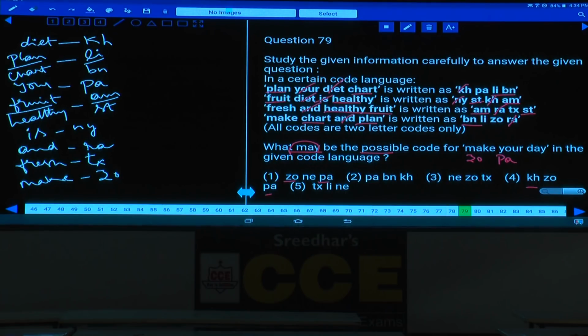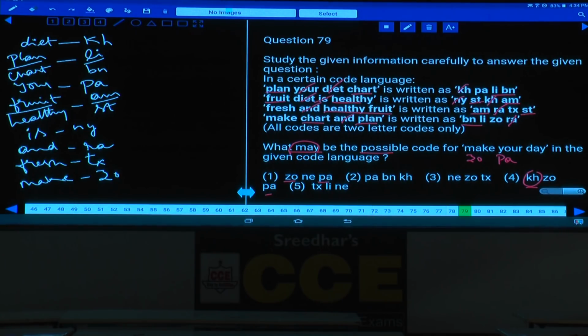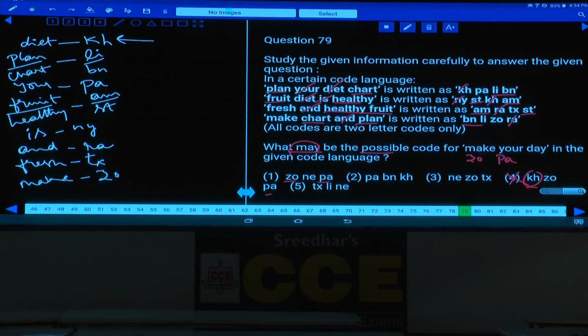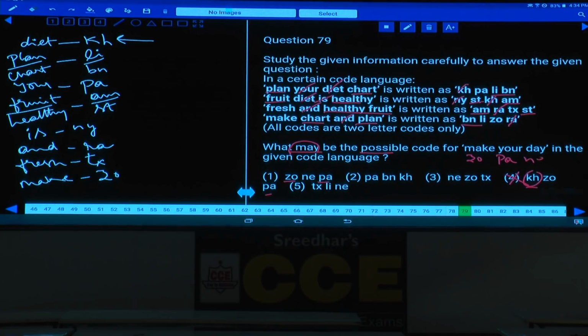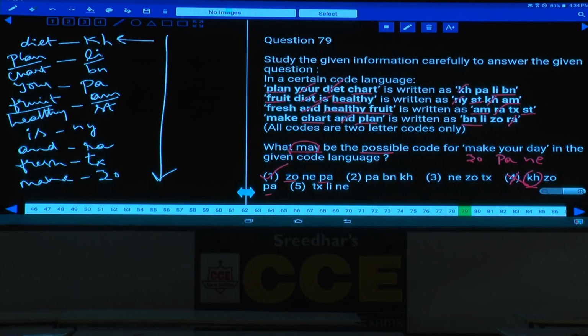Hence your answer could be either choice 1 or choice 4. Out of which, tell me whether choice 4 can be your answer or not. Can KH be the code for day? KH cannot be the code for day because KH is the code for diet. Hence, choice 4 cannot be your answer. Then coming to choice 1, tell me whether NE could be the code for day or not. As NE is nowhere present in the codes, it could be the code for day. Hence, what is your answer? The possible code for this one could be ZONEPA.